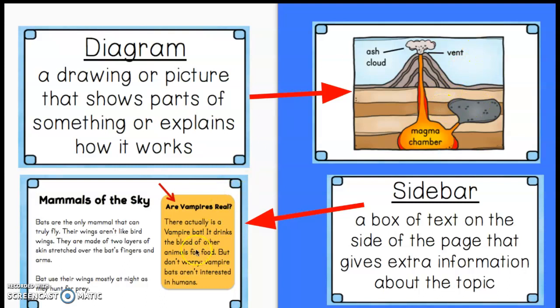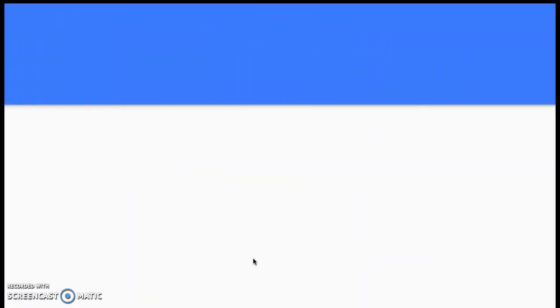Over here in our sidebar, we have, are vampires real? So that doesn't really relate to the bat, but somebody may think of vampires when we're thinking about bats. So they go on to tell you that there's actually a vampire bat. It drinks the blood of other animals for food. But don't worry, vampire bats aren't interested in humans. So it's a side bit of information. I like to think of sidebars as that information that when you're reading something you think to yourself, and the writers have already kind of helped you through that.